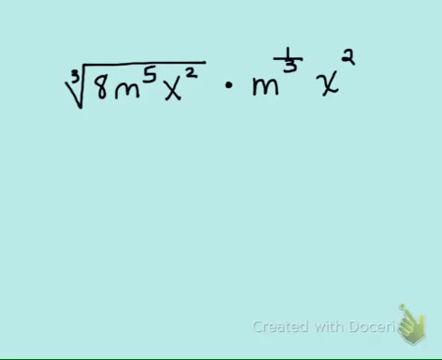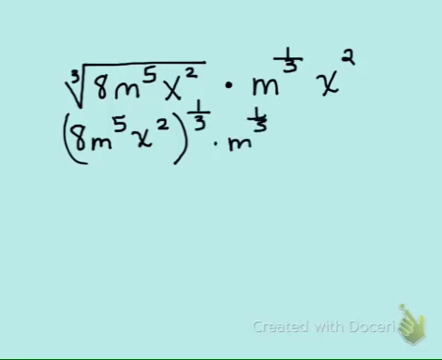Alright, for this next one, it's kind of big, but it's not that hard. So first things first, again, we're going to rewrite it using the rational. So I take what's on my inside, and because I'm taking the third root of it, I'll put it as 1 over 3. And I'm rewriting the rest of the problem.